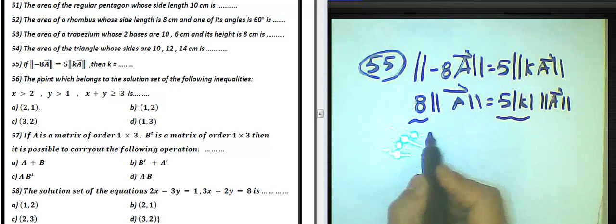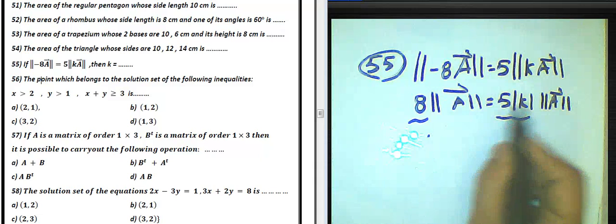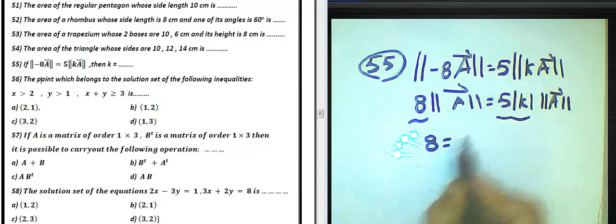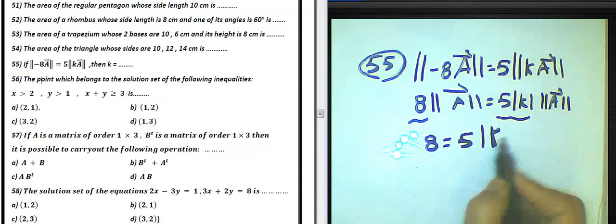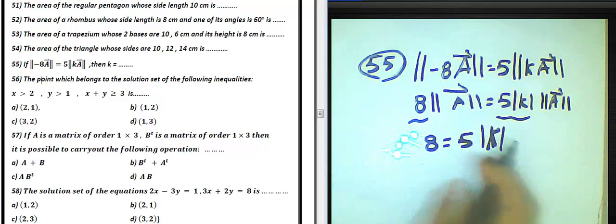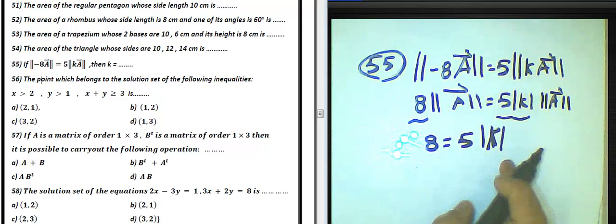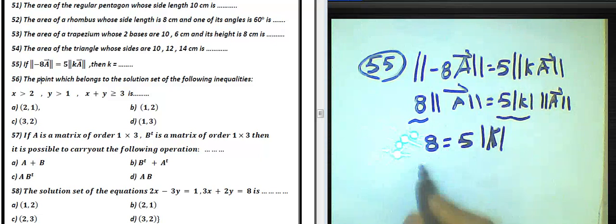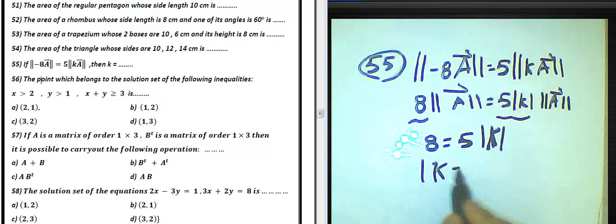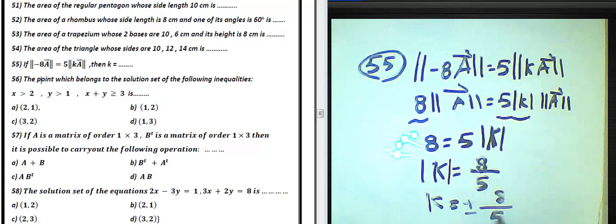And you can compare the coefficient here and the coefficient here. Then 5 multiplied by the magnitude of K, or absolute value of K, equals 8. 8 equals 5 times the absolute value of K. Then the absolute value of K, or magnitude of K, equals 8 over 5. Then K will be positive or negative 8 over 5. The result will be what? 8 over 5. Understood question 55.